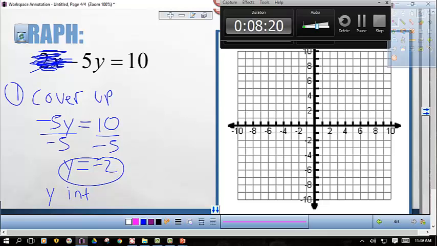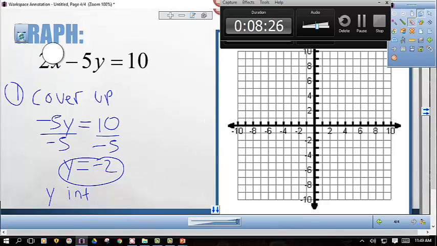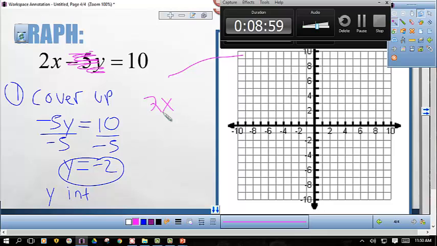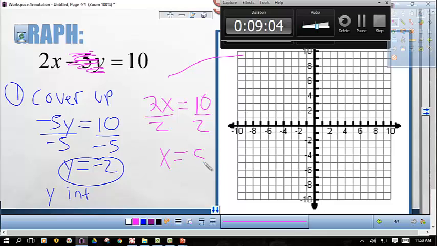And then you're going to do the exact same thing with the other part of the function. So I'm going to cover up the -5y. I get 2x equals 10. I divide. I get x equals 5, and that's my x-intercept. So now, if I were to plot these, my x-intercept is (5, 0). Remember, intercepts have 0 at one of the coordinate points, so the y-intercept is going to be the point (0, -2).